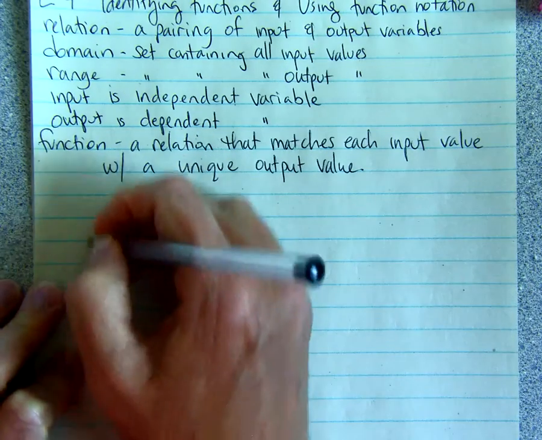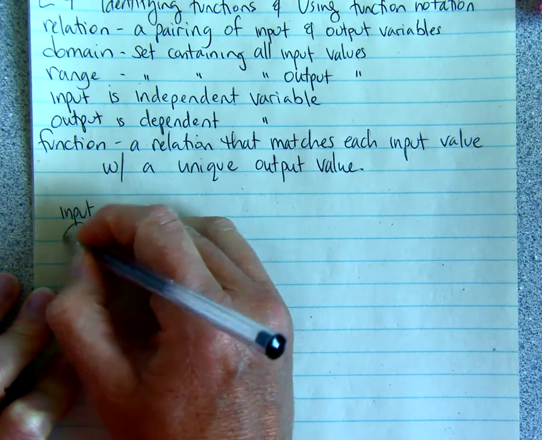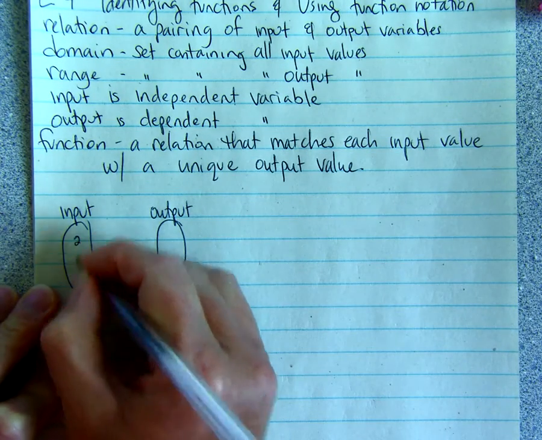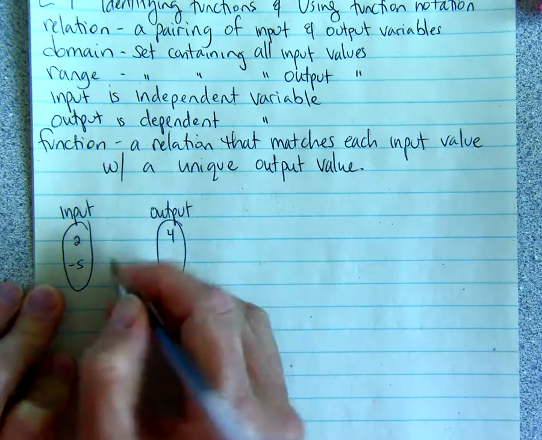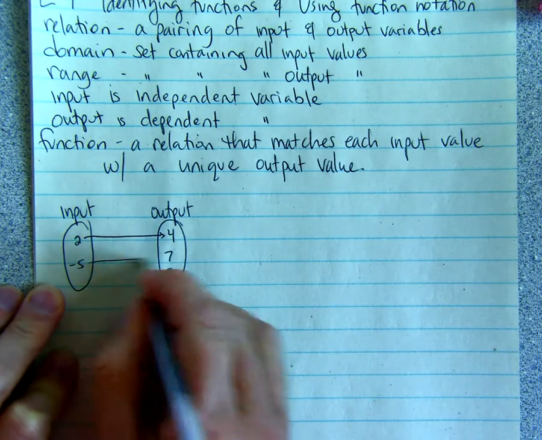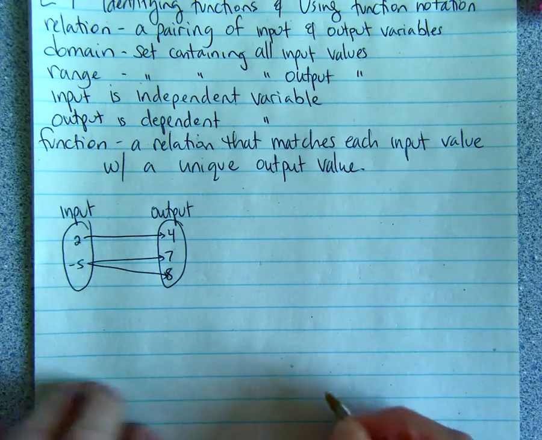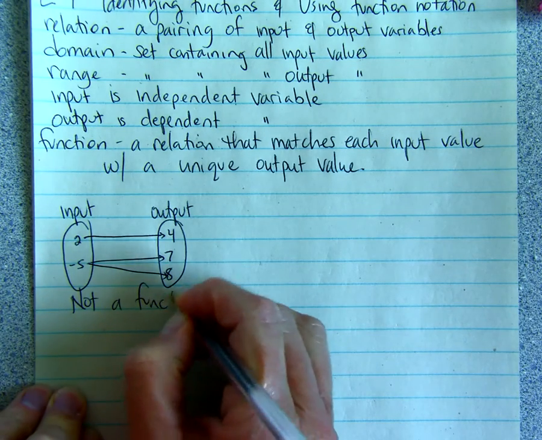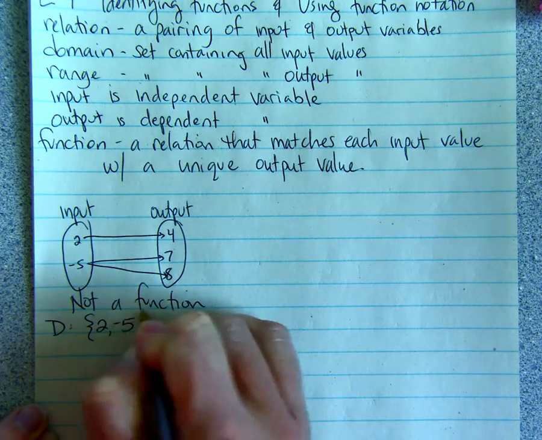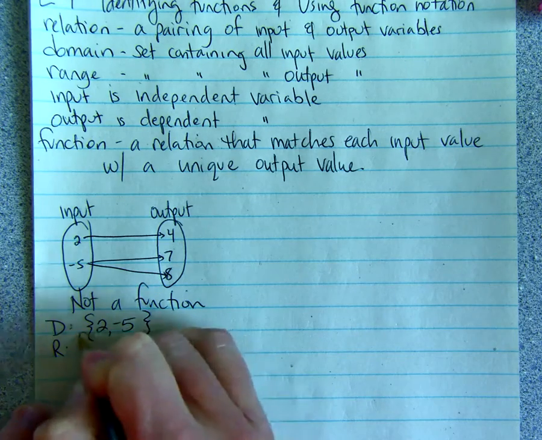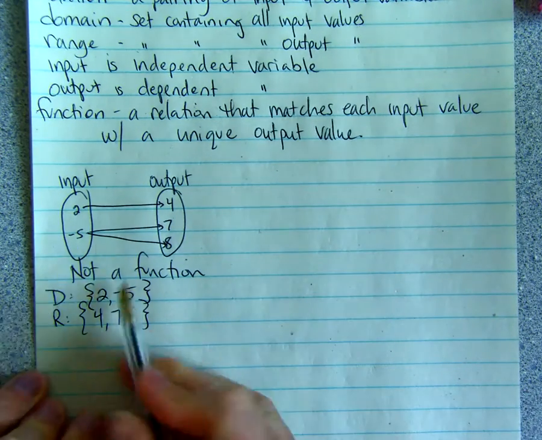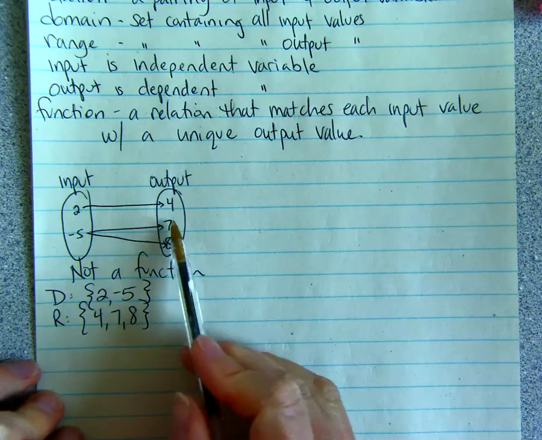So if we had our input, and we'll just draw our set inside of a little circle and our output inside of another circle. If we input a 2 and a -5, with the 2 we get out a 4. So far so good. If we input a -5, sometimes we get a 7, sometimes we get an 8. This would not be a function. So our domain is 2 and -5, and our range is 4, 7, and 8. And because the -5 can be either 7 or 8, it doesn't have a unique output value, so this is not a function.